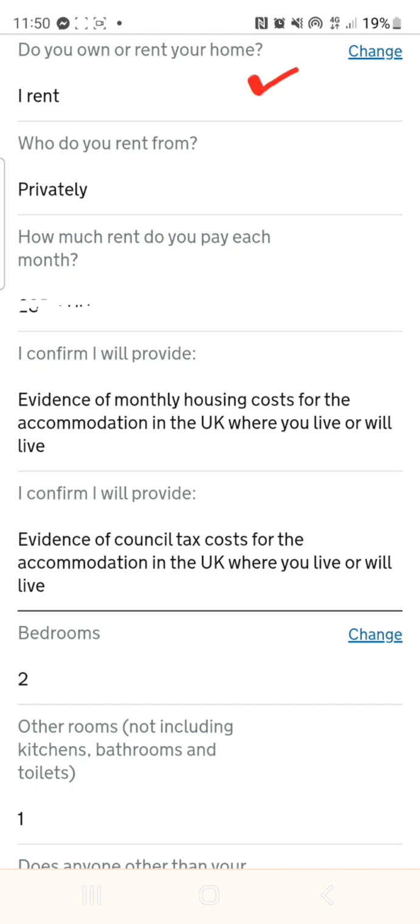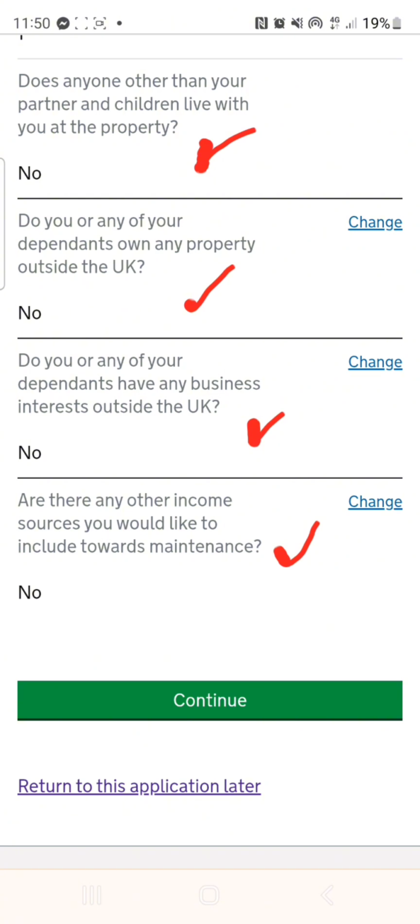It is asking how you pay for your home. Do you own a home? No, I rent. Who do you rent from? Privately. How much do you pay in rent? The amount I pay. I'll provide the evidence of monthly housing costs, like the tenancy agreement. I'll provide the council tax bill.